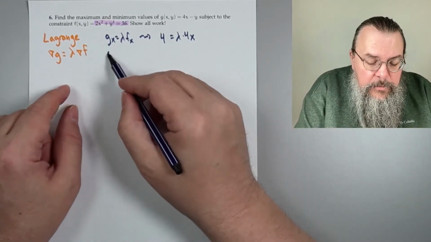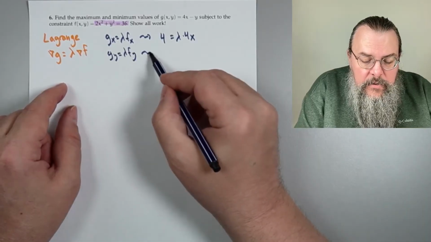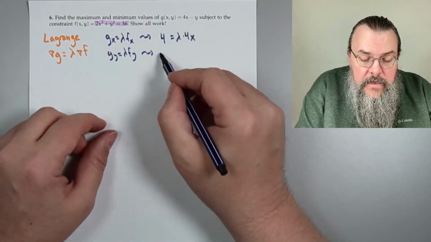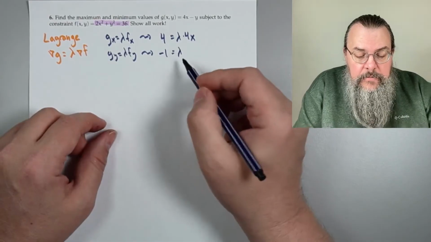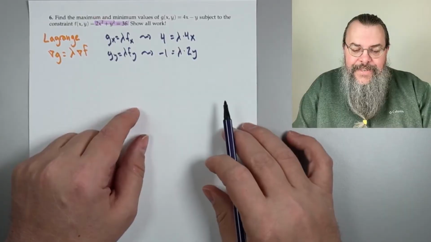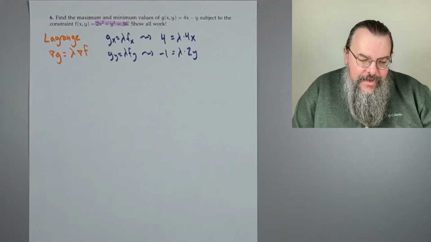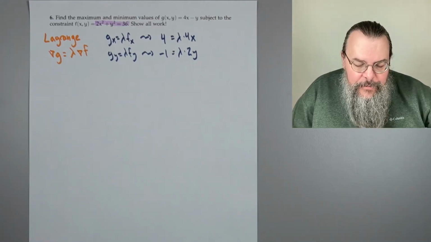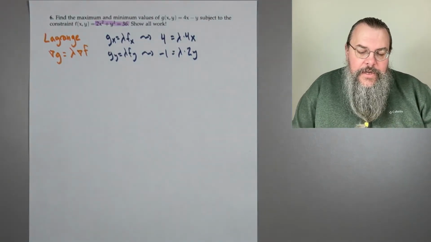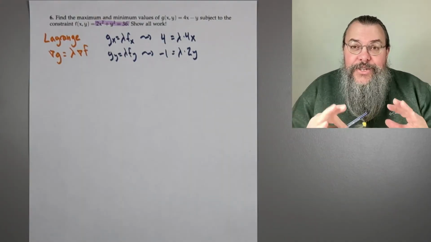And g sub y equals lambda f sub y. Well, that becomes minus 1 is equal to lambda f sub y is 2y. All right, good progress. Now, what does this help us do? Well, what we can do is we can use this to figure out a relationship.